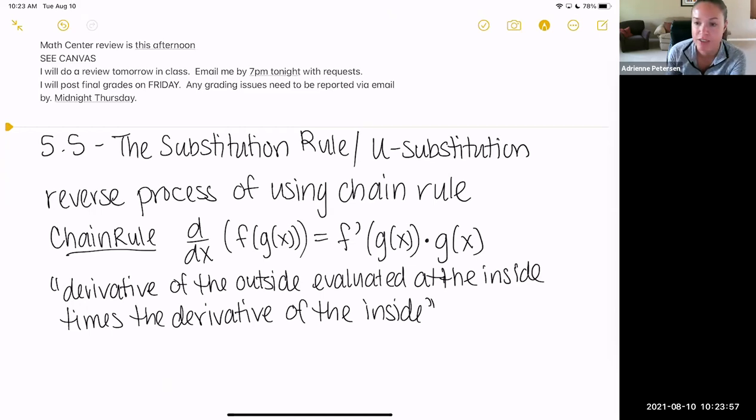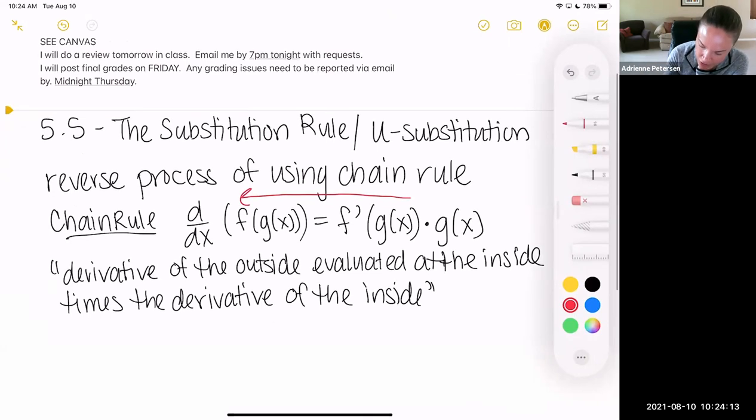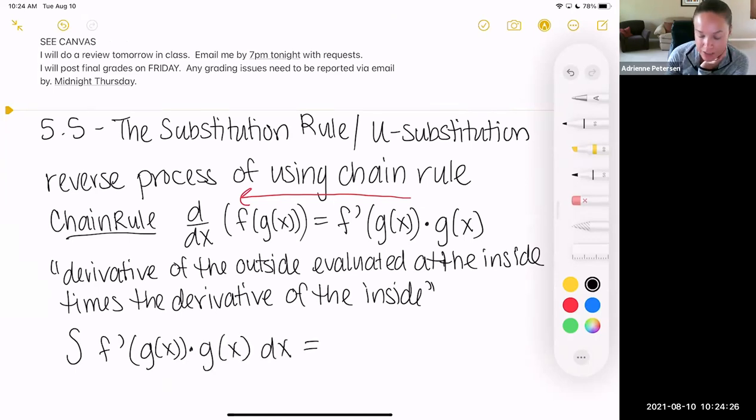We worked with this a bunch this semester, so this should be nothing new, right? The derivative of the outside evaluated at the inside times the derivative of the inside. So what we want to do is reverse this process inside an integral. You can picture that we'll be going in this direction. If we have the right side, which is f prime of g of x times g prime of x inside an integral, then going in the opposite direction, we would end up with f of g of x.